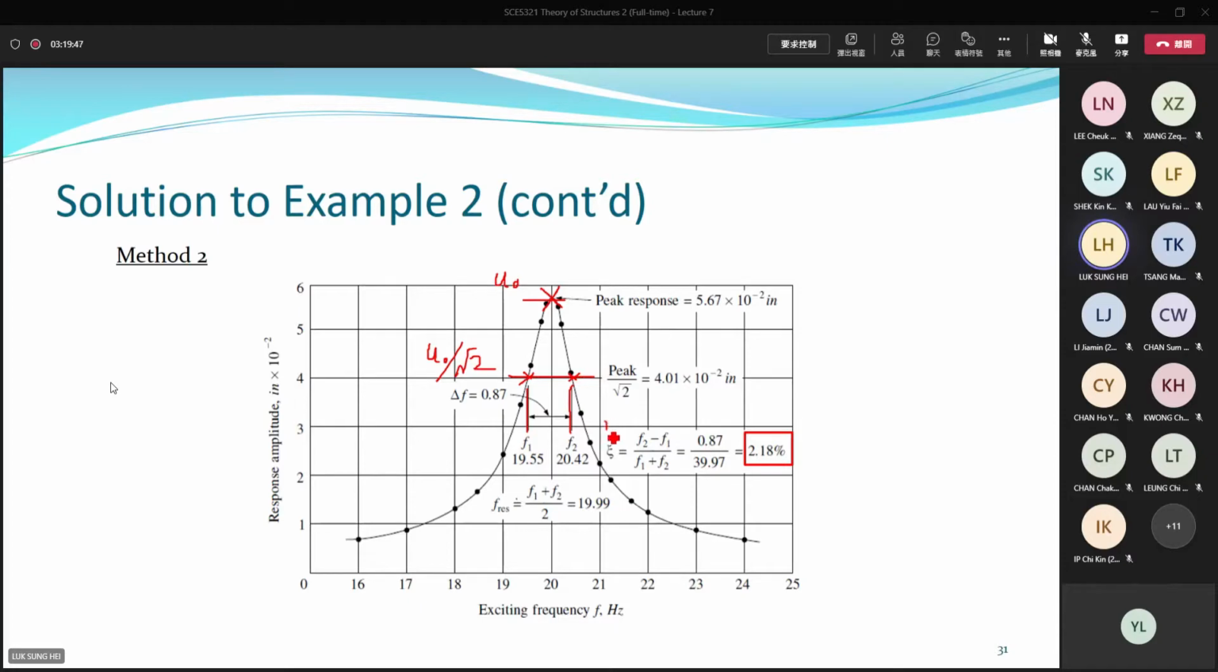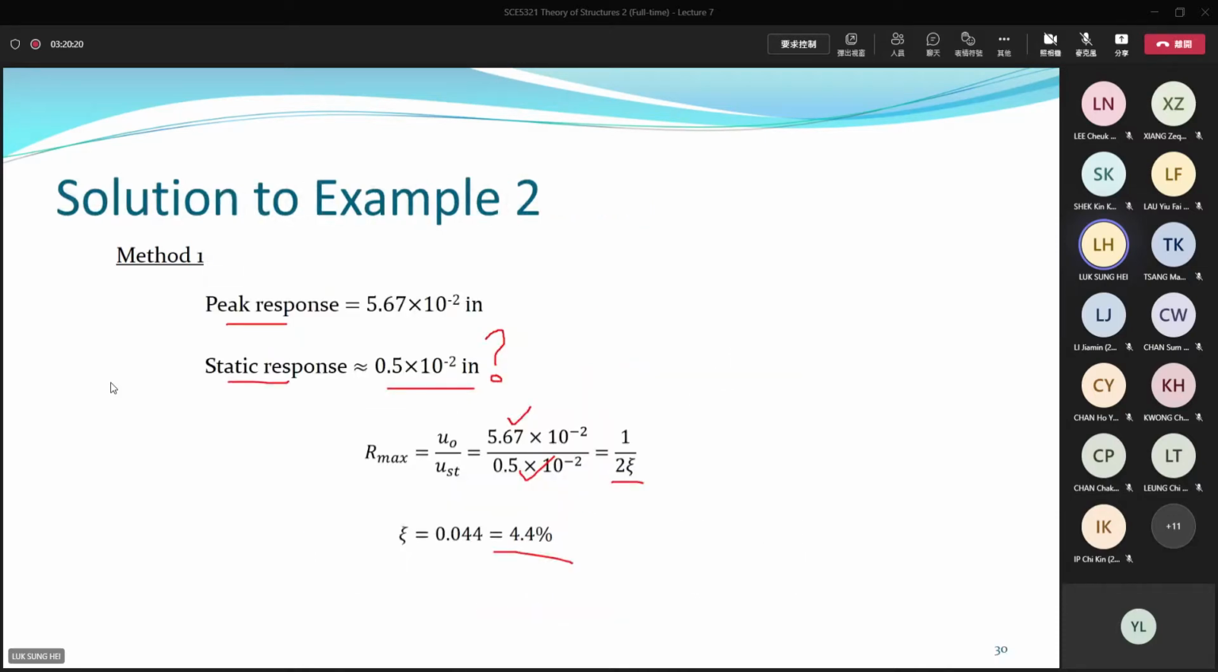And then you can use the half power bandwidth equation, F2 minus F1 over F1 plus F2. And you can see that the damping ratio is equal to 2.18%. There's no need to get the beginning point, no need to get the static one. So if you ask me, I think method 2 is more accurate in this example, okay? Because you don't need to make any assumption at the beginning point. But method 1, I just showed for illustration, to let you know how to use it. Although I think the accuracy is not very good, right? Around double.